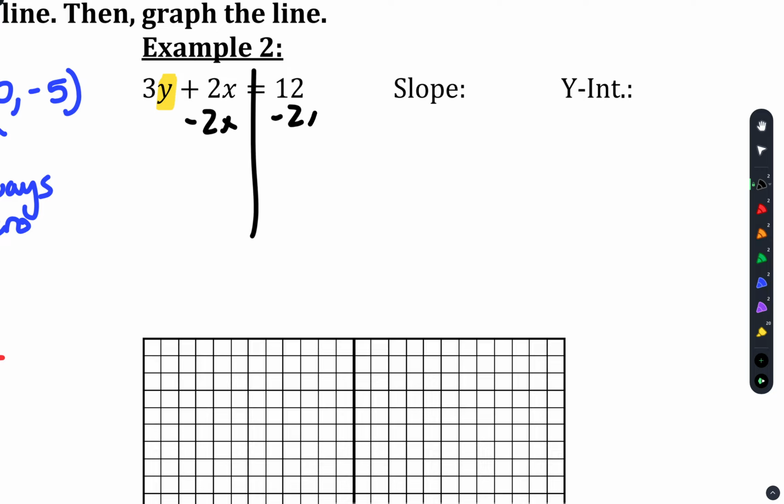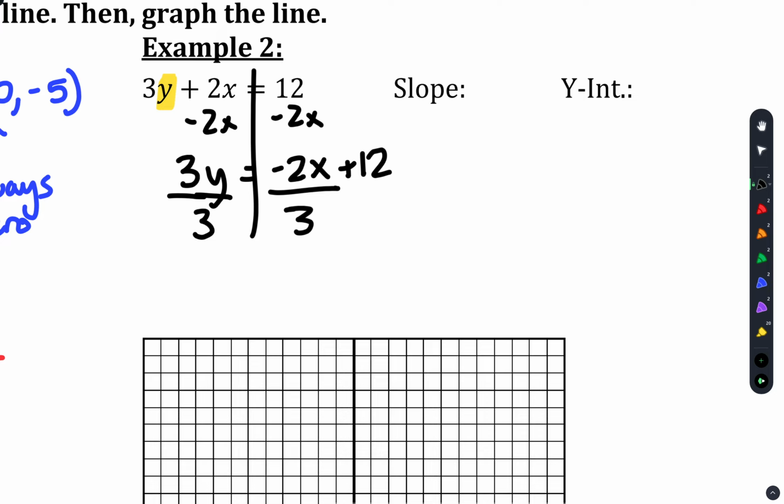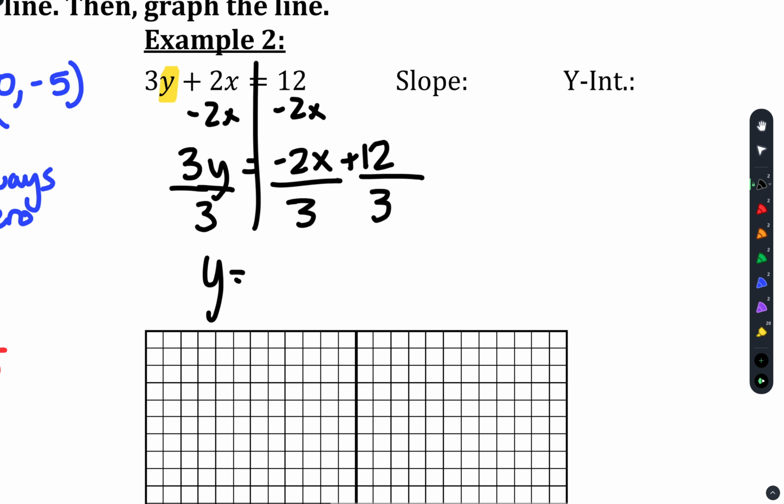Minus 2x. Then what? Divide by 3. When I divide by 3, on the other side, I need to make sure that I'm dividing the negative 2x by 3, and I'm dividing the 12 by 3. So my final answer here should be y equals negative 2/3 x plus 4. You see how I've divided both of those pieces by 3.